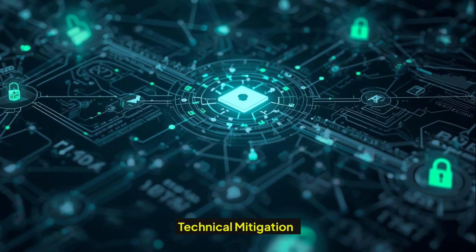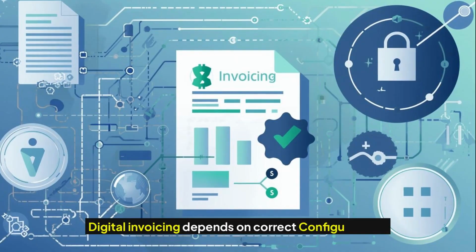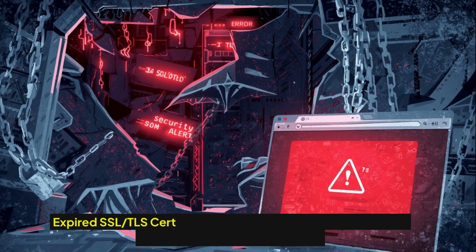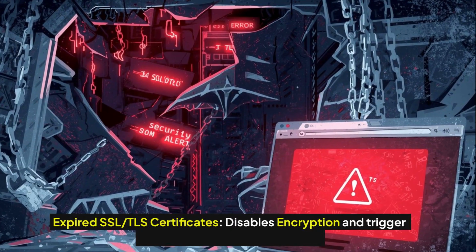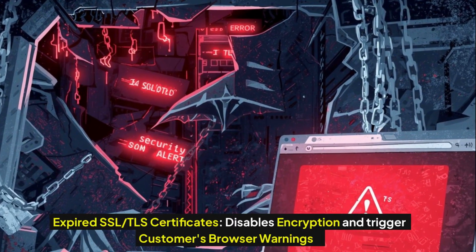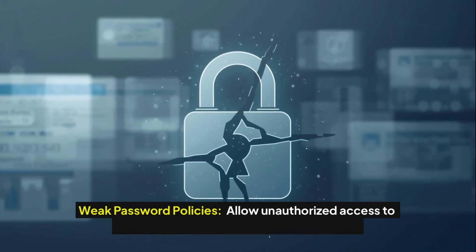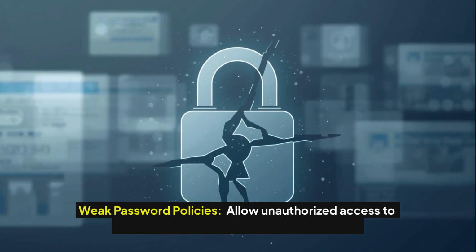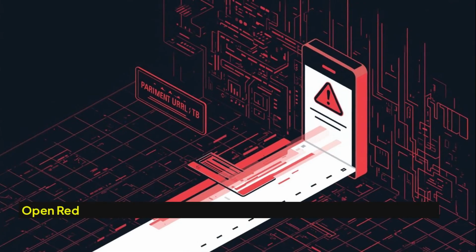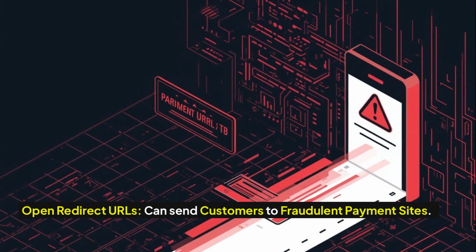Technical mitigation. Digital invoicing depends on correct configuration. Expired SSL, TLS certificates disable encryption and trigger customers' browser warnings. Weak password policies allow unauthorized access to small business digital invoicing accounts. Open redirect URLs can send customers to fraudulent payment sites.